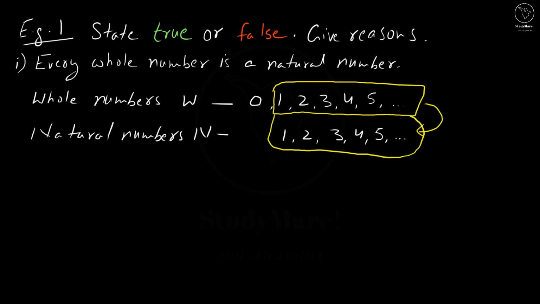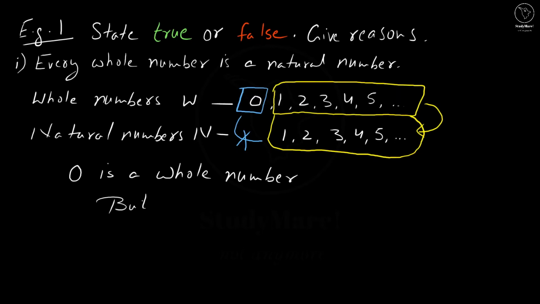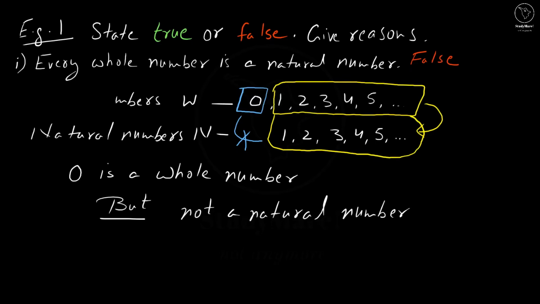Looking at the whole number set, we also observe that 0 is left out. 0 is present only in the set of whole numbers but not in the set of natural numbers. Here, 0 is a whole number but not a natural number. It simply means that all the numbers present in the set of whole numbers are not present in the set of natural numbers. Thus, the given statement is false, which means every whole number is not a natural number.